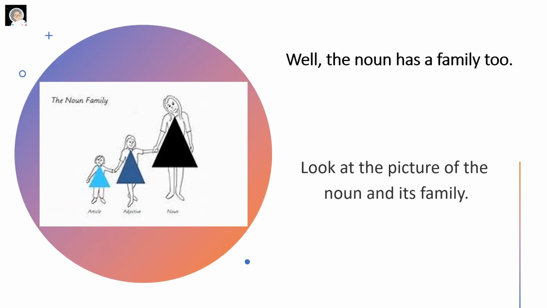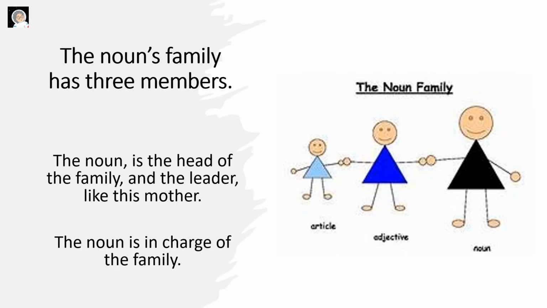Well, the noun has a family too. Look at the picture of the noun and its family. The noun's family has three members. The noun is the head of the family and the leader, like this mother here. The noun is in charge of the family.